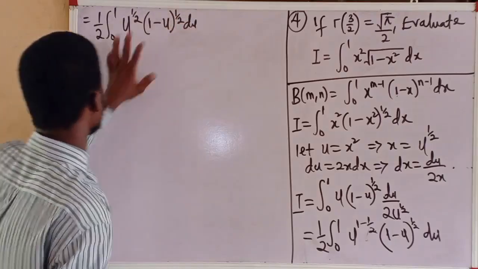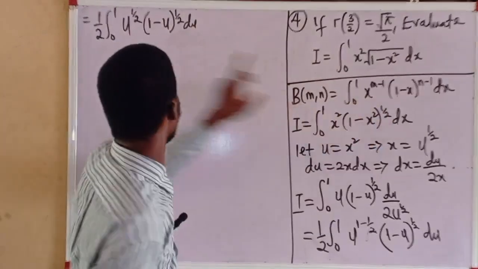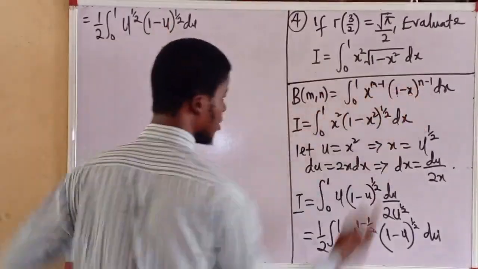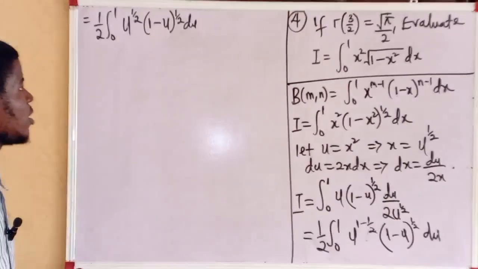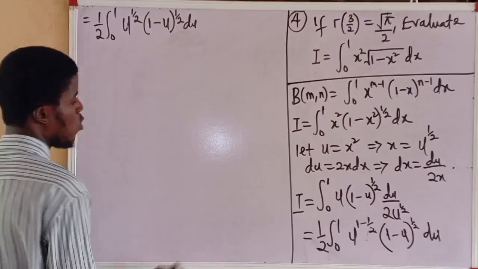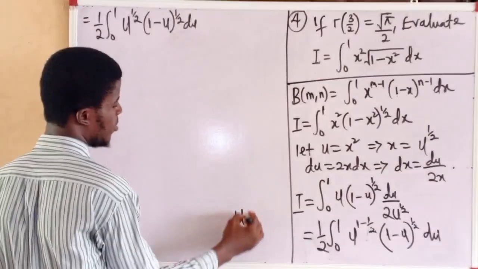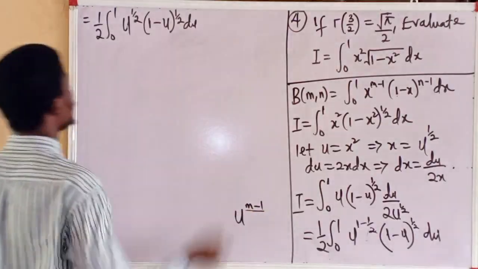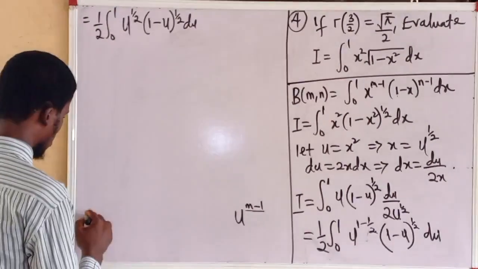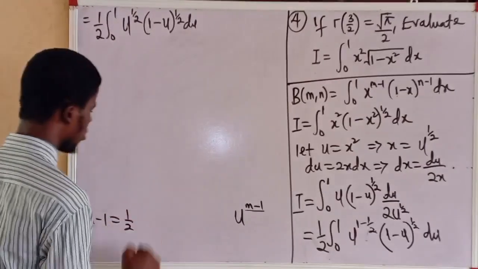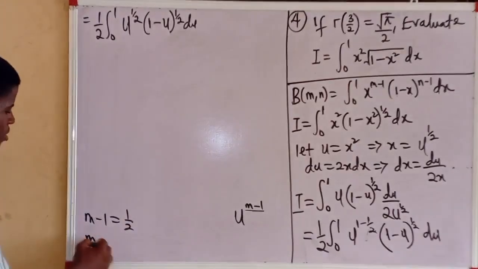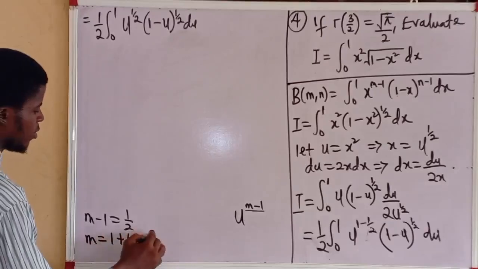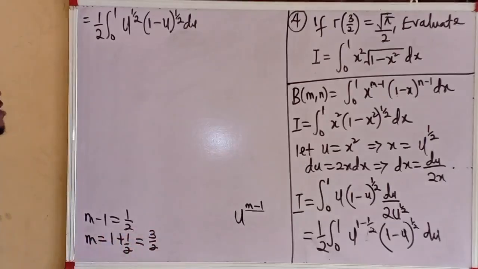So we have to write this like this. x here is u. So what is m and n? That's the next question. We want to write this as u to the power of m minus 1, and m minus 1 must be equal to 1 over 2. So what is m? m is equal to 1 plus 1 over 2. 2 times 1 is 2, 2 plus 1 is 3 over 2. So m is 3 over 2.